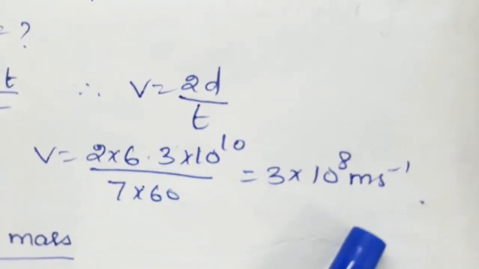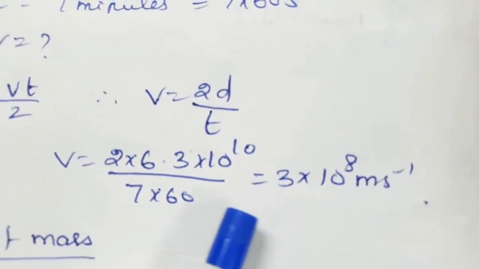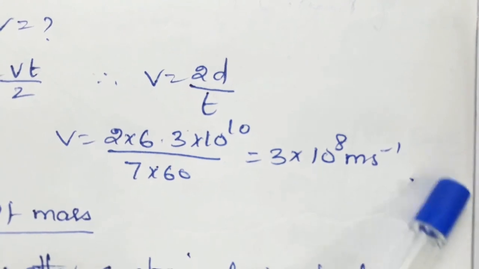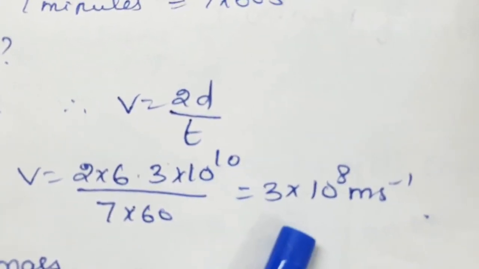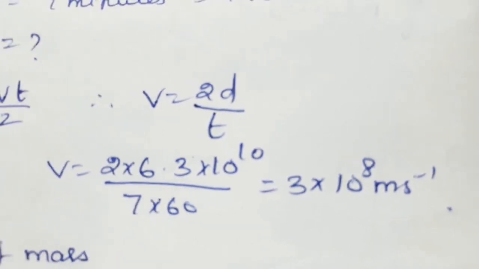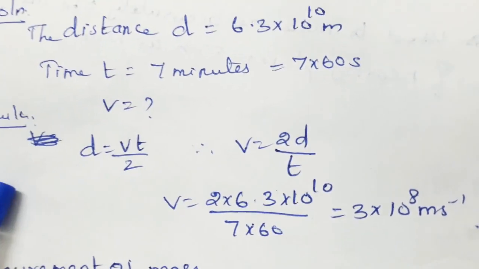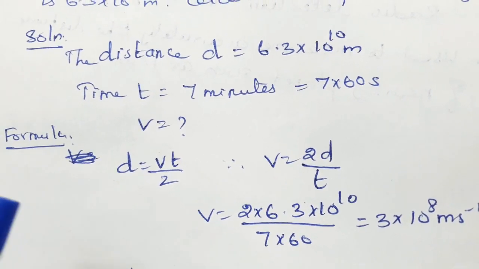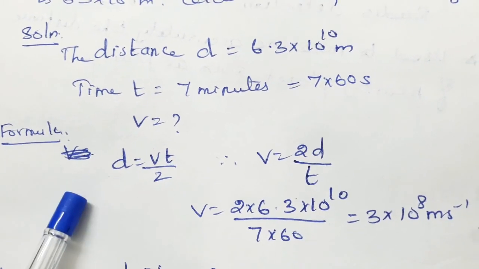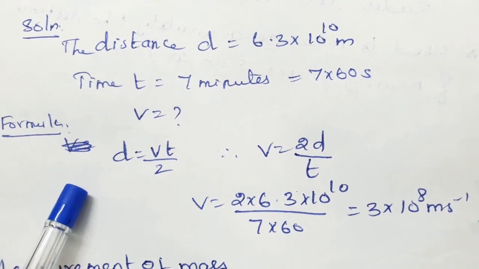Since radio waves are electromagnetic waves, and electromagnetic waves travel with the speed of light, it is 3 into 10 power 8 meter per second. I hope you understand the three methods for measuring large distances. What are they? Triangulation method, parallax method and radar method.